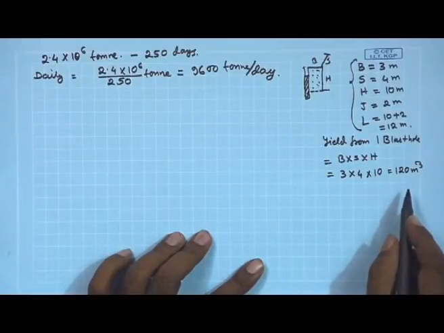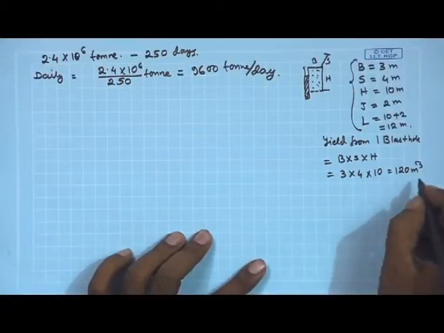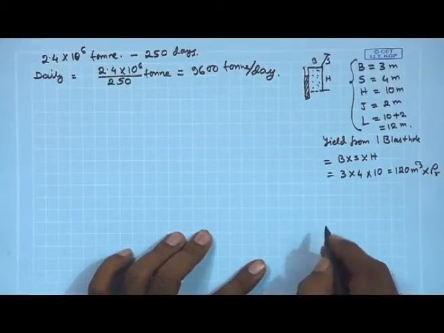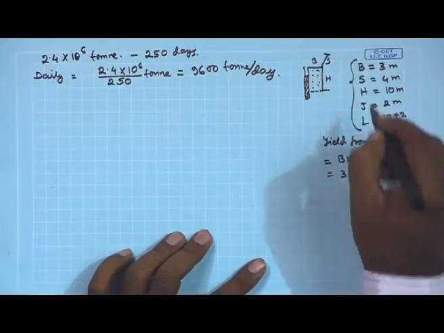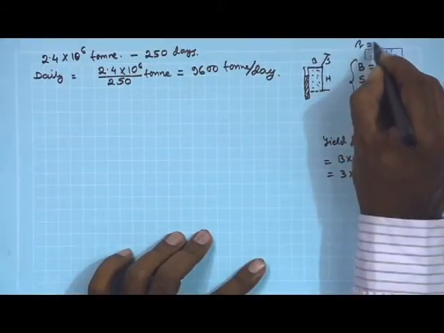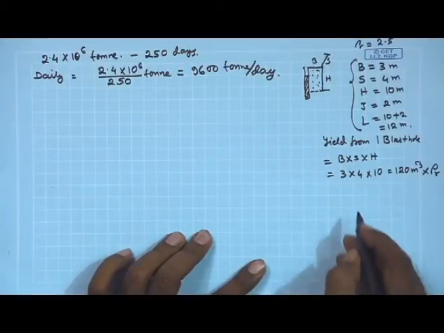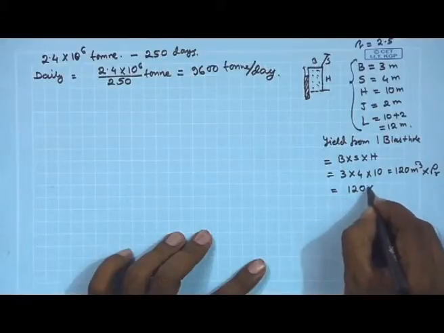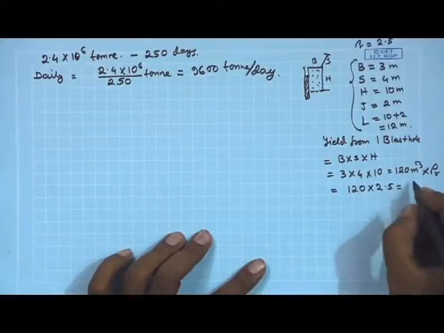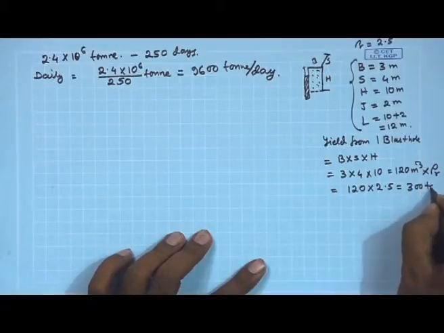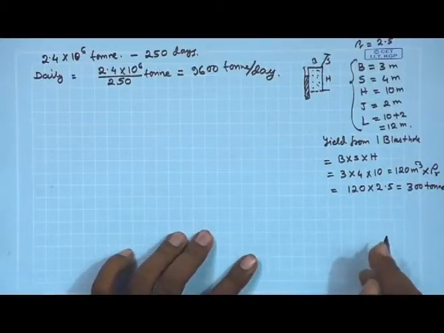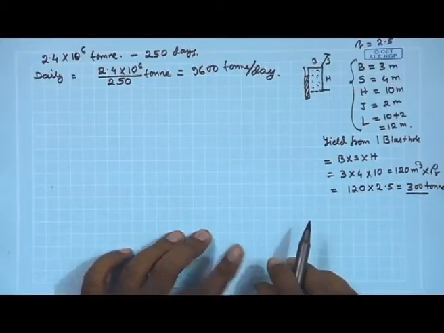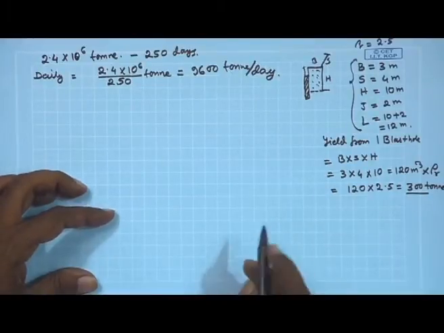If we would like to convert into the ton, then we have to multiply it with the rho of rock. Rho r is given 2.5. So, that means 120 into 2.5, that is coming 300 ton. In fact, in last class what we have already solved, there also we have found it in a similar way. This 300 ton is the yield from one blast hole.